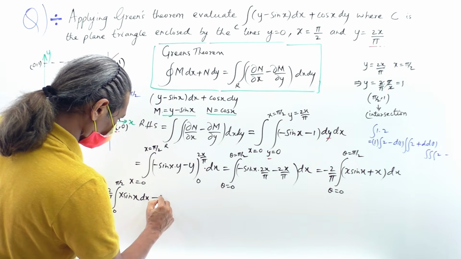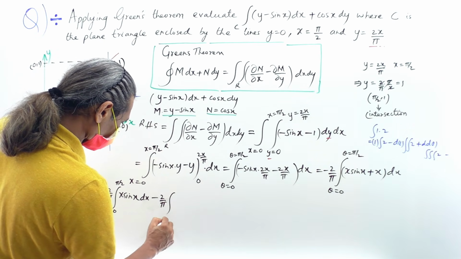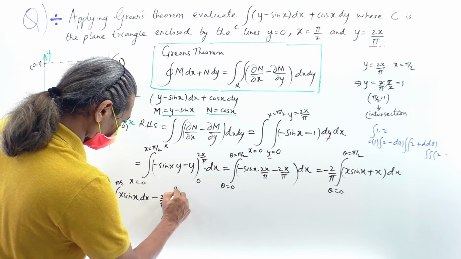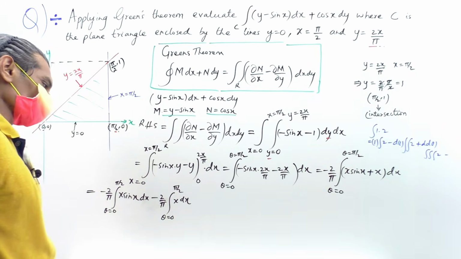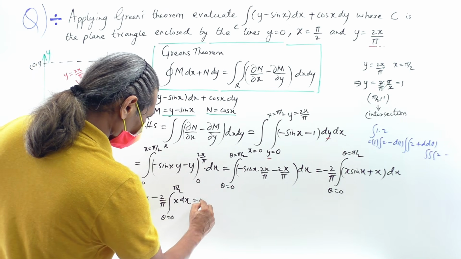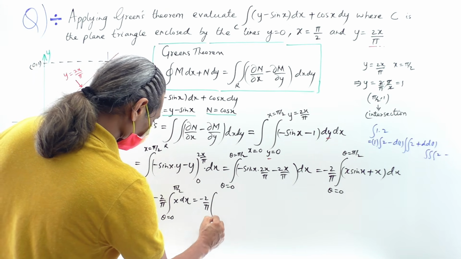Minus again 2 by pi, and simply separating it. Theta is equal to 0 to pi by 2 x dx. And now this becomes easy. So, this will be now minus 2 by pi outside, integrate this.